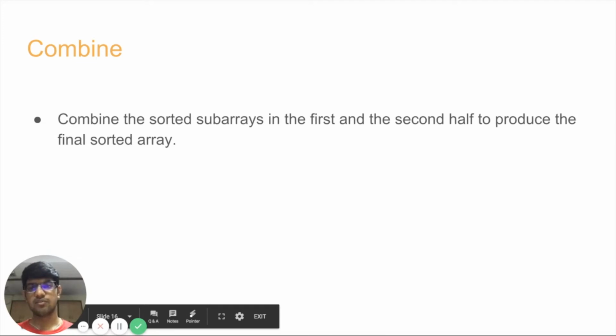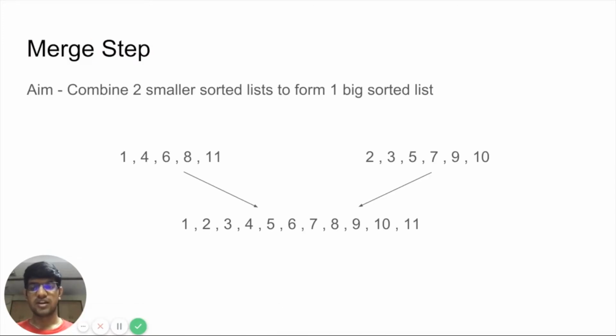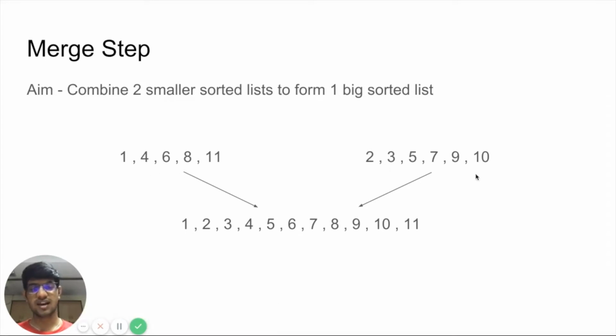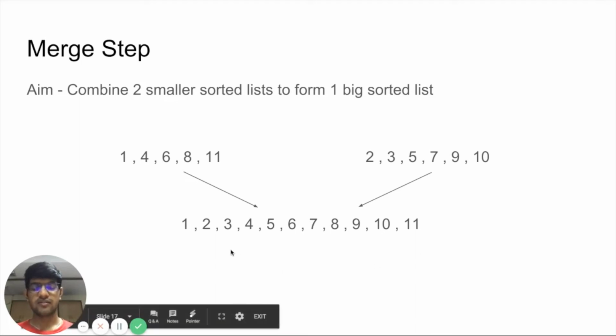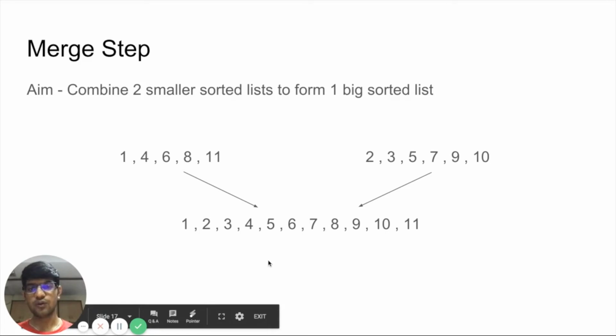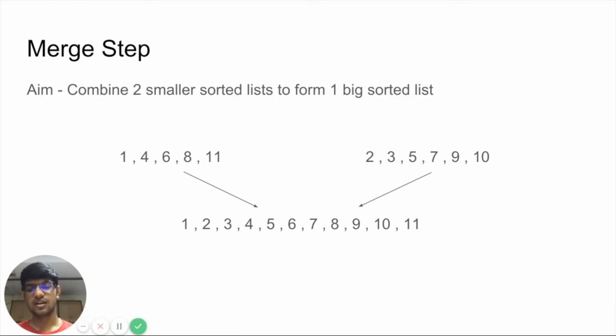Let us look at this step in greater detail. Formally, this is called the merge step, wherein our aim is to combine two smaller sorted lists in order to form one big sorted list. Say for instance, at some point of time in the merge sort procedure, we encounter the following two sorted sublists: 1, 4, 6, 8, 11, and 2, 3, 5, 7, 9, and 10. And our aim is to produce the following array: 1, 2, 3, 4, 5, 6, 7, 8, 9, 10, and 11.